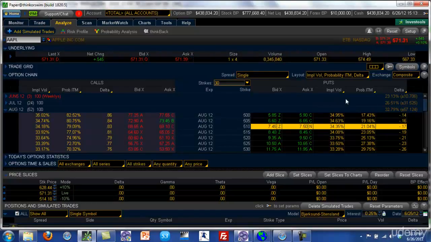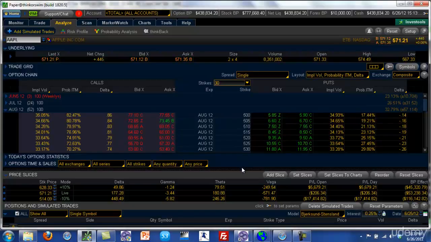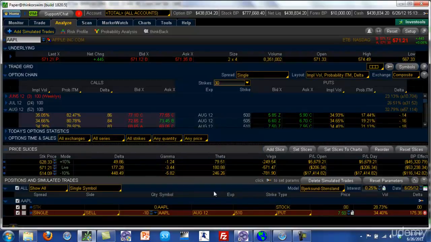So we know that Apple's current price is 571. Let's say we were going to sell this option. We would sell 10 contracts of the 510 put, and we would collect a premium of $7.50. Now, of course, this is a naked put sell, which we would never do, but I just want to explain the concept of probability, so we're using it as an example.